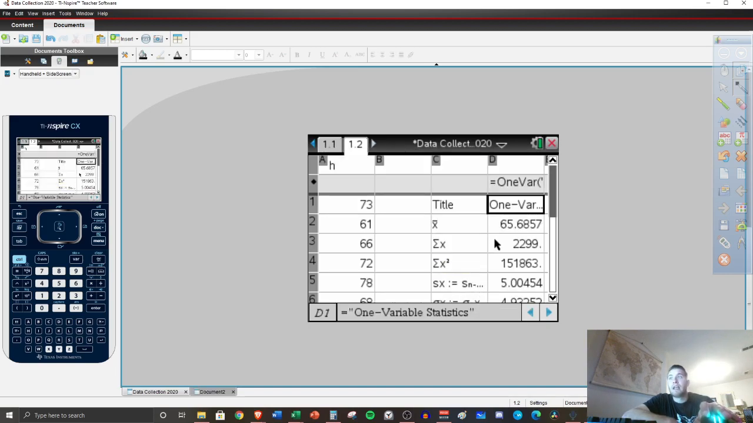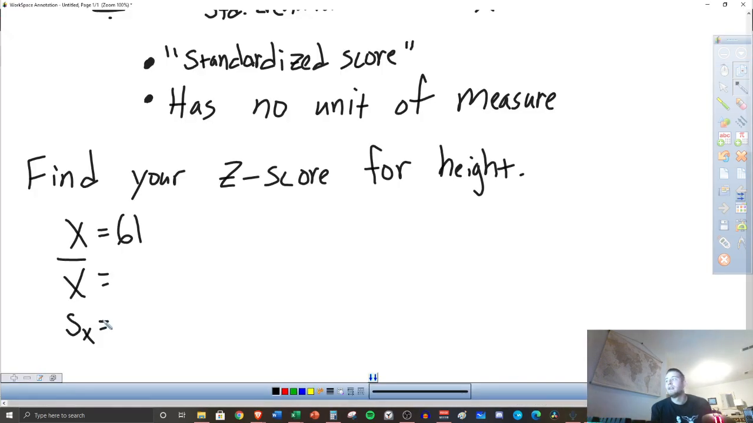Hit OK. So we got 65 point, we're going to round that up to 69, 65.69, and then the standard deviation, we're just going to say it's 5. We can't round that up, so round that to 5. So standard deviation 5, and then the mean is 65.69.